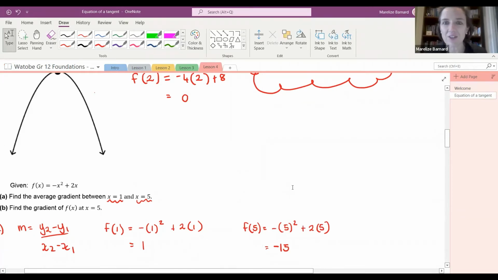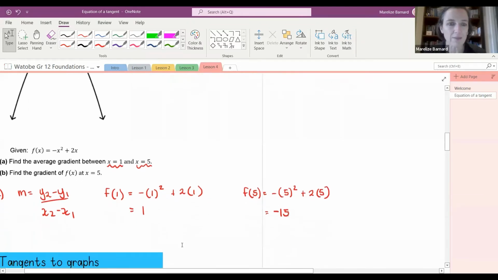Okay, Kachelo, looking good there. 1 and -15. Ashura, you as well. Good stuff. Yeah, we should all be getting 1 and -15. And now we can work out our average gradient, which is y2 minus y1 over x2 minus x1. So this we can call our y1, and this we can call our y2, and this is going to be our x1, and this is going to be our x2. Well done, Solomon, you fixed it.